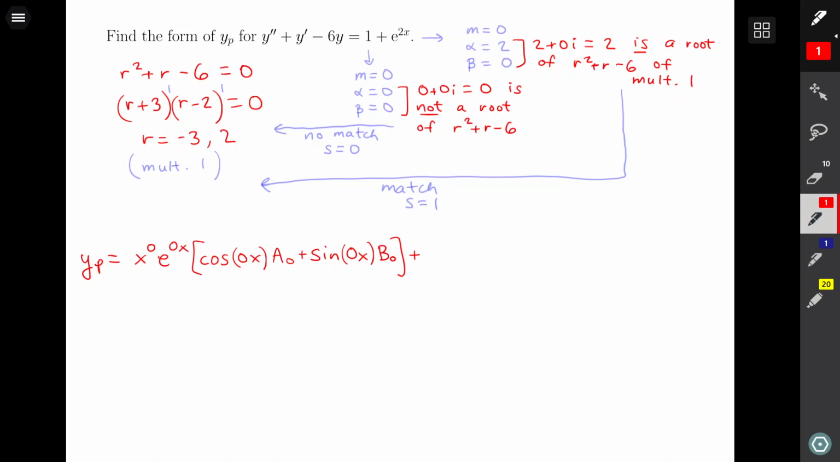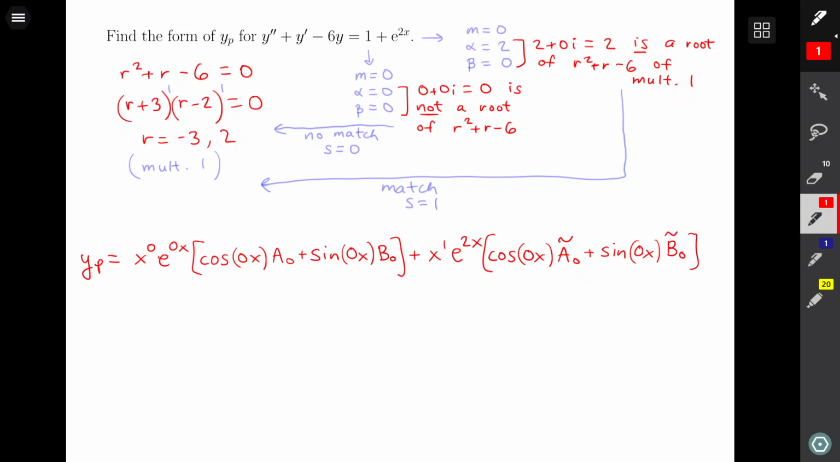Now on the other hand, you have to do a completely separate one for the e to the 2x portion. So that one has s equals 1, so you put an x to the 1. It has alpha equals 2, and it still has m equals 0 and beta equals 0. So you have cosine of 0x. Now be really careful here to not name it the same thing. So I'll just put a tilde over the top to make sure that that's different from the other a0. Same thing for the sine portion.